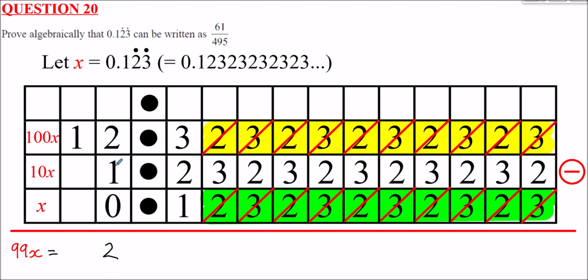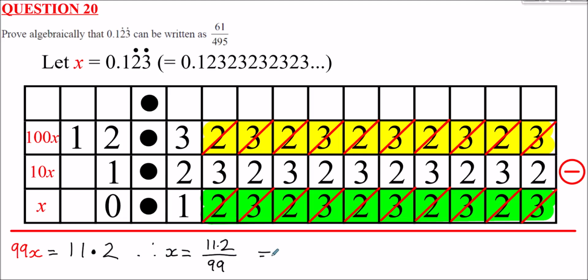And then 2 take 1 is 1. Finally, 12 minus 1 is 11. So in other words, 99x is going to be 11.2 when we do subtraction. So therefore, x itself will be 11.2 over 99.